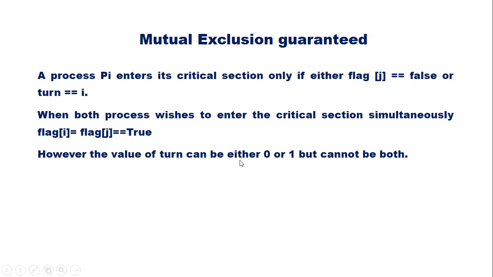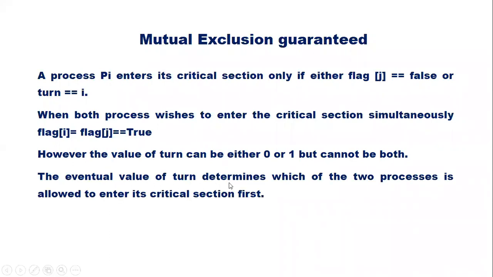However, the value of turn can be either 0 or 1, but cannot be both. If both processes try to enter at the same time, turn will be set to both i and j at roughly the same time, but only one of these assignments will last and the other will be overwritten immediately. So the eventual value of the turn determines which of the two processes is allowed to enter its critical section first. That means no two processes can be inside the critical section simultaneously. Hence, mutual exclusion is guaranteed here.